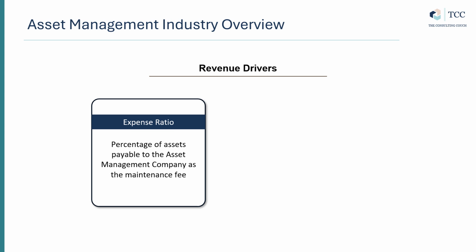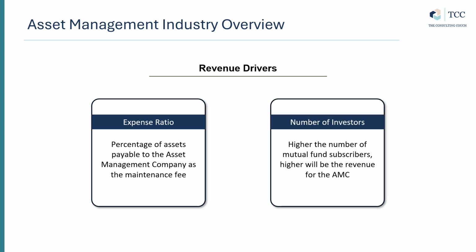Another very important key factor is the number of investors that are there in a particular mutual fund scheme. Higher the number of mutual fund subscribers, whether via SIP or lump sum amounts, higher will be the revenue that the AMC or the asset management company earn.